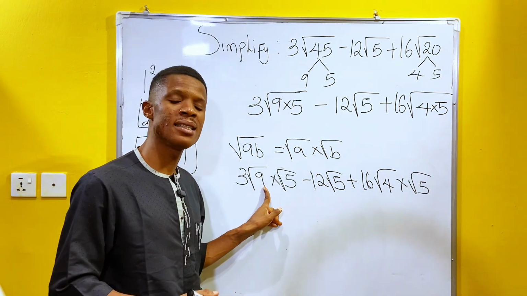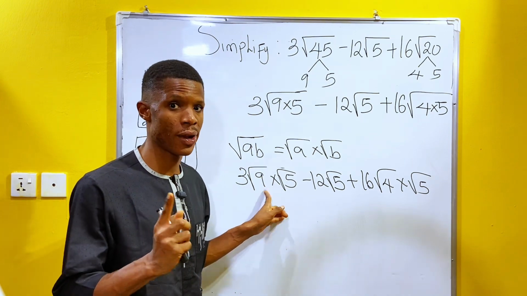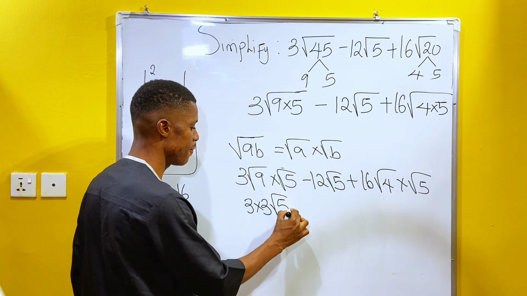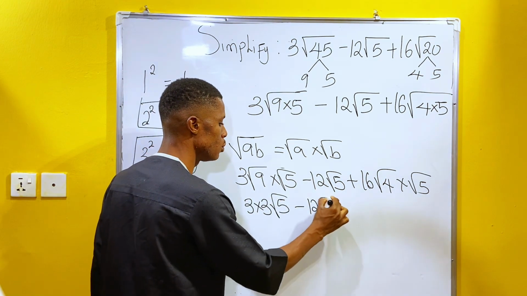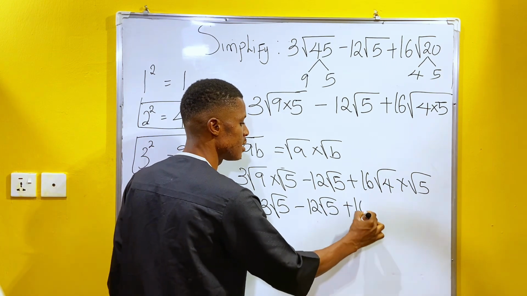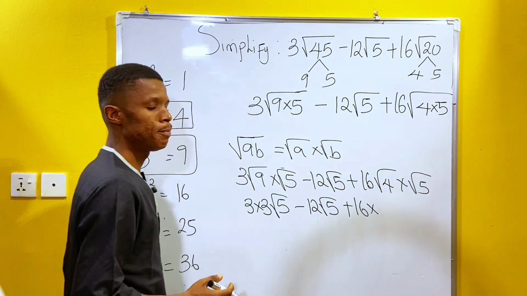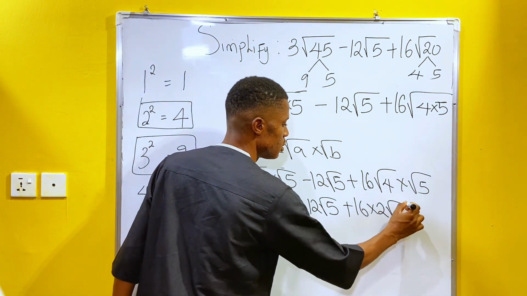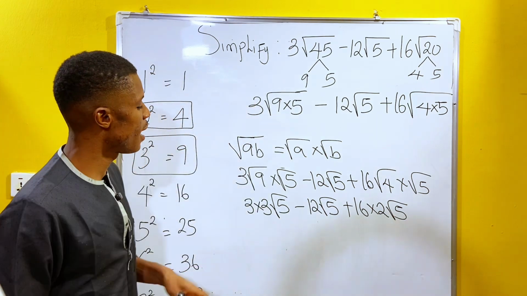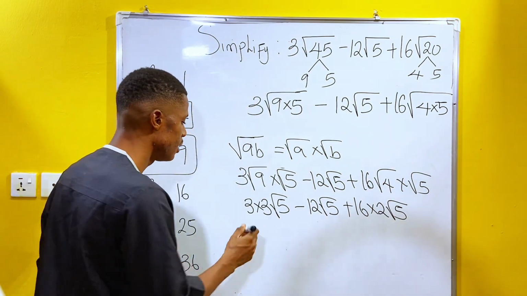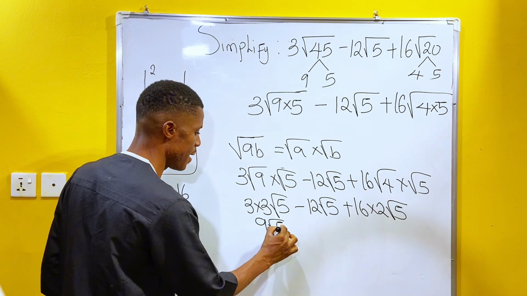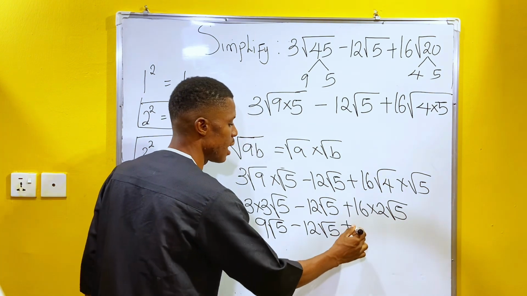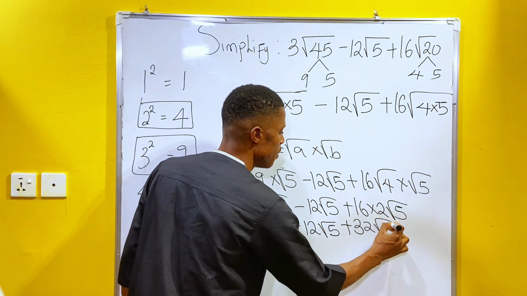Since this 9 is a perfect square and square root of 9 is 3, you are going to do 3 times 3 root 5 minus 12 root 5 plus 16 times root 4. Square root of 4 is 2. So we are going to get 2 root 5. So let's simplify. 3 times 3 is 9. So we have it as 9 root 5 minus 12 root 5 plus 16 times 2 is 32 root 5.